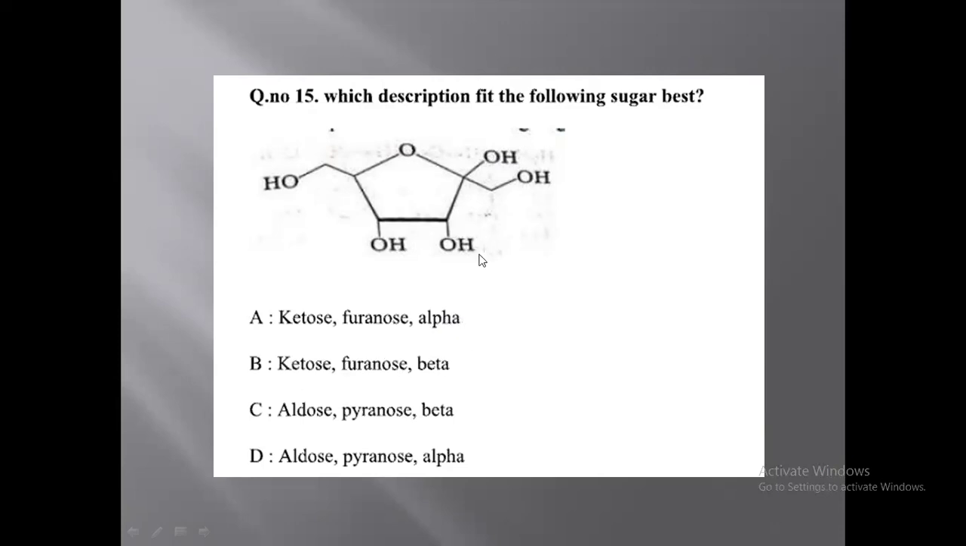So how do we find out alpha and beta? You can see the structure. In this structure, OH is above the plane and CH2OH is below. We call this a beta furanose. If CH2OH is above and OH is below, we call it an alpha furanose. So you can write the stereochemistry on the basis of the OH and CH2OH groups. Now the answer is B, ketose furanose beta.